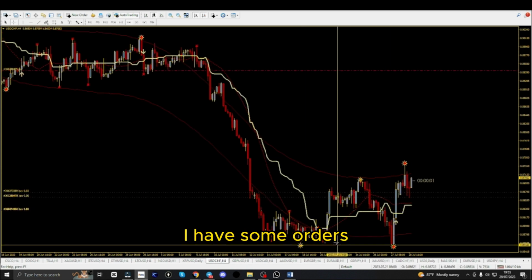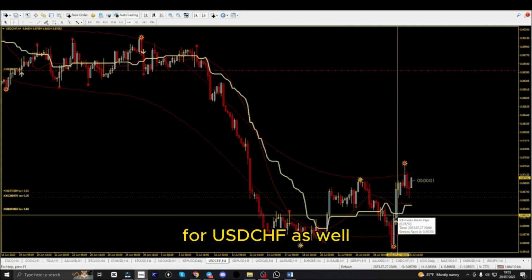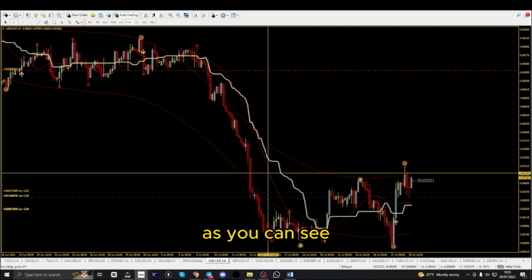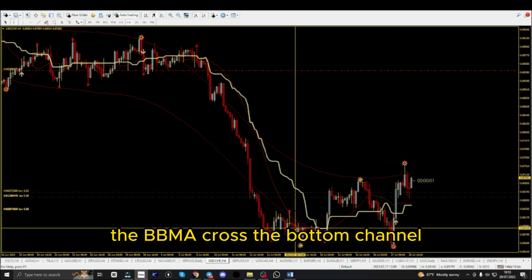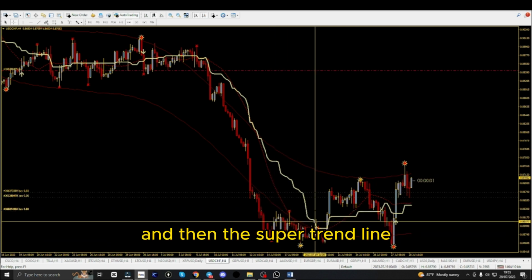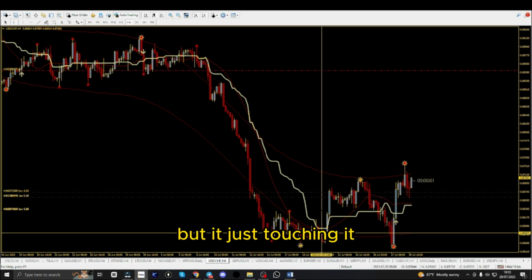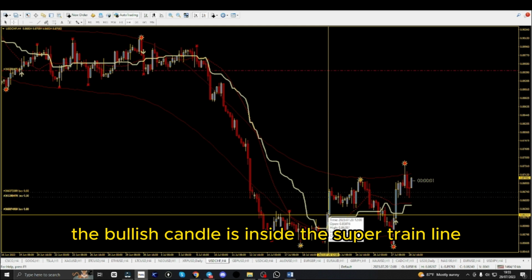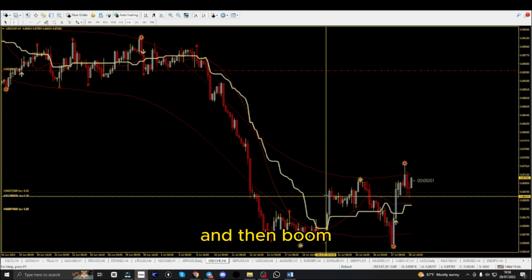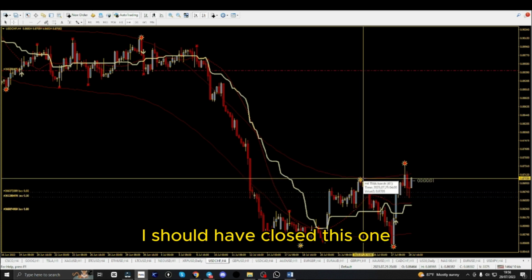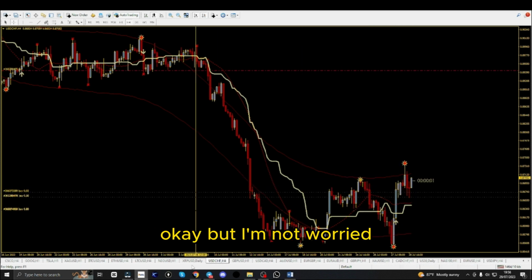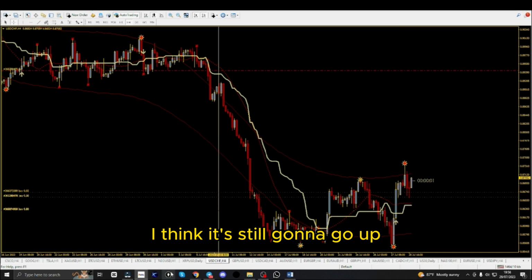Okay, look, I have some orders for USD CHF as well. As you can see, the BBMA crossed the bottom channel, and then the super trend line is not crossing the bottom channel, but it's just touching it. Okay, the bullish candle is inside the super trend line, and look, my entry is over here. Look, and then boom, it goes up. Okay, I should have closed this one, but you know, once again, I came home late, so this is why I didn't close this one here. Okay, but I'm not worried. I think it's still going to go up.